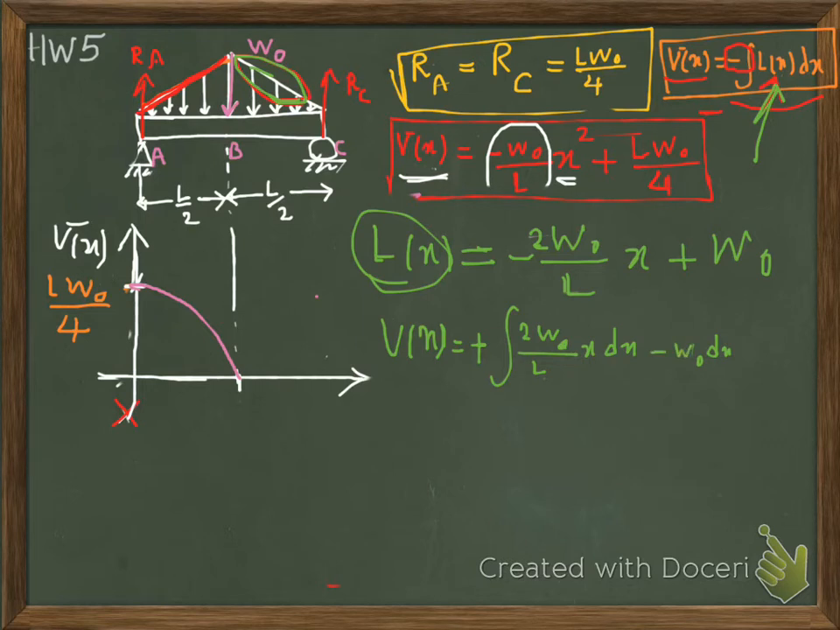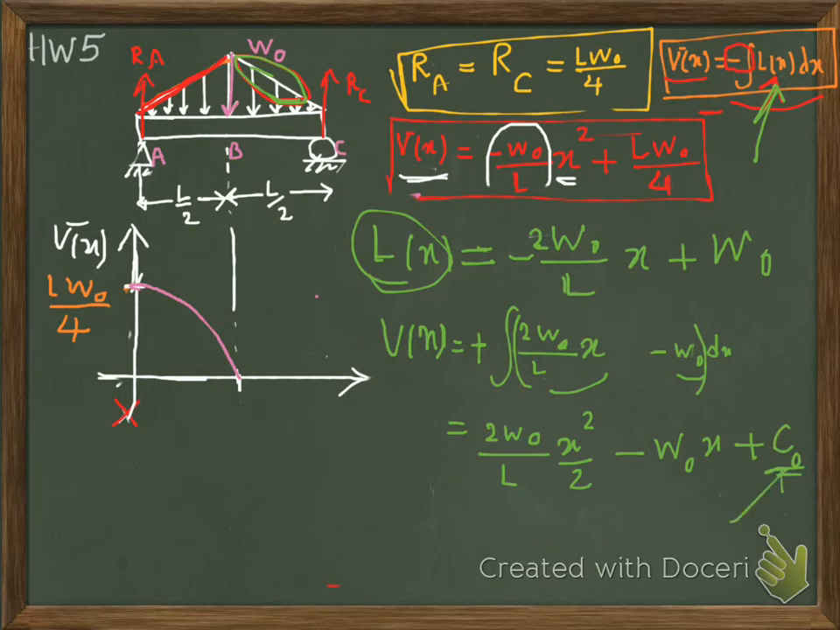You don't really have to show the integration. You can just say I'm integrating that guy, which is essentially the integral of that and that one added to each other. This becomes 2w naught over L, you remember, x squared over 2 minus w naught x plus a constant that I show with c naught. Alright, so far we got here. All I need now is to find c naught. Put it back here, and then write my function clean and neat up there.